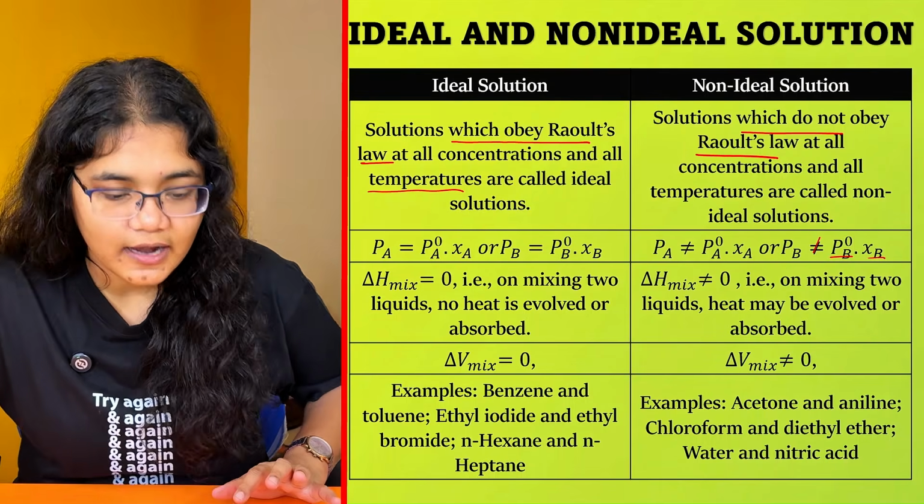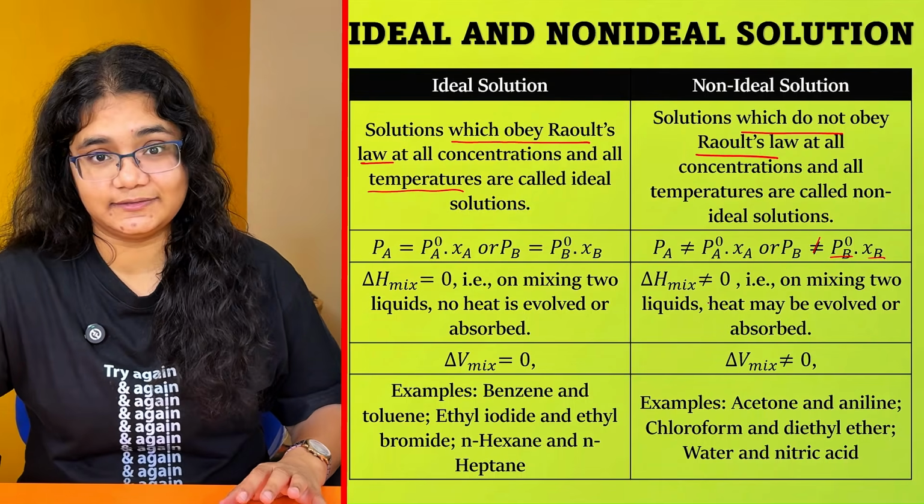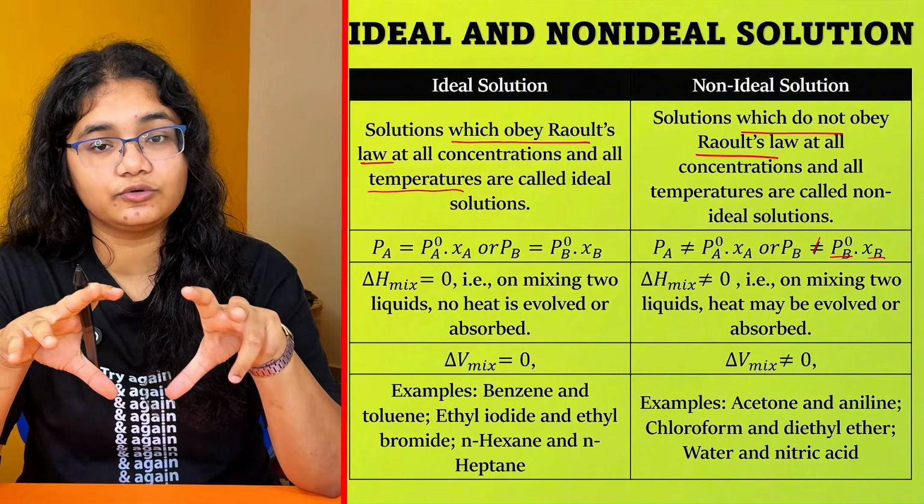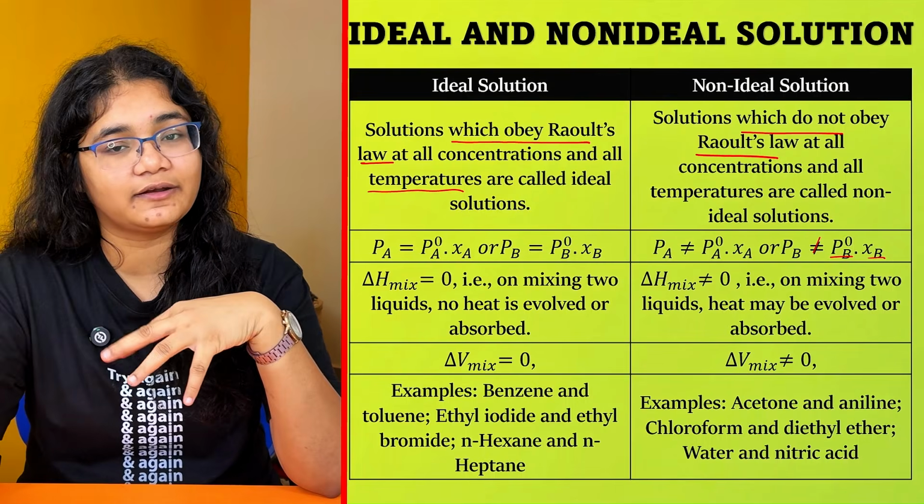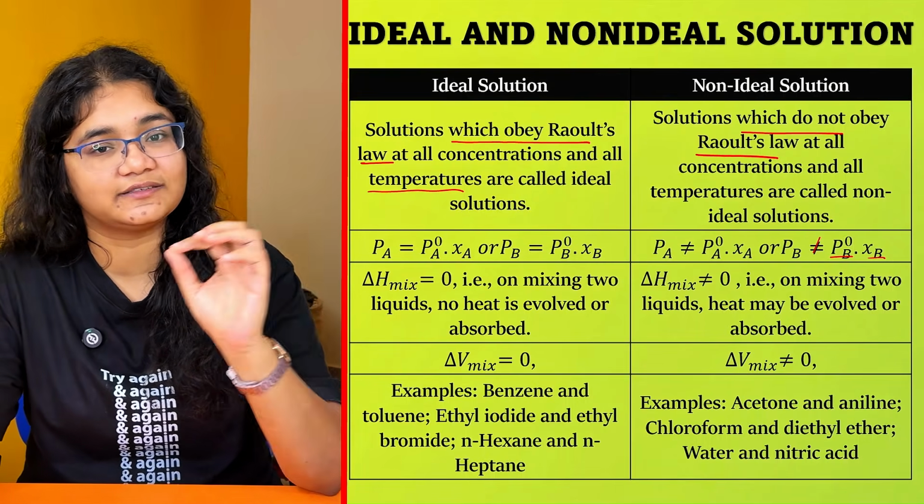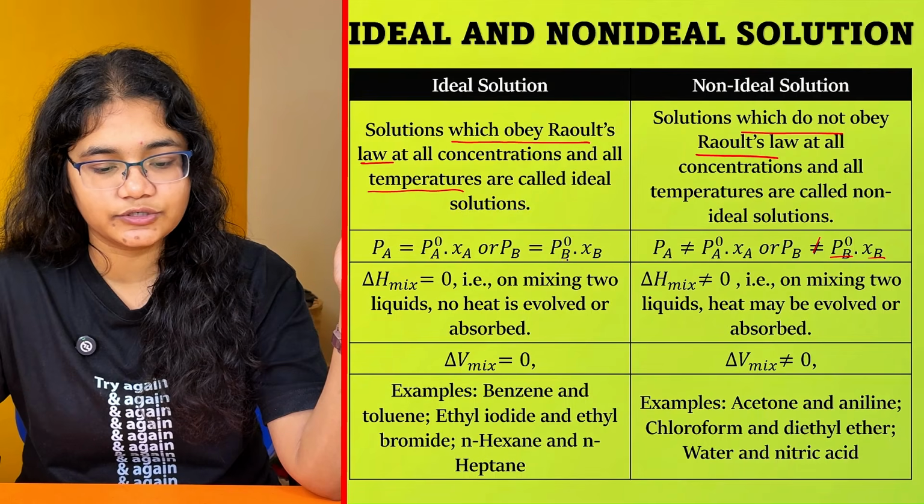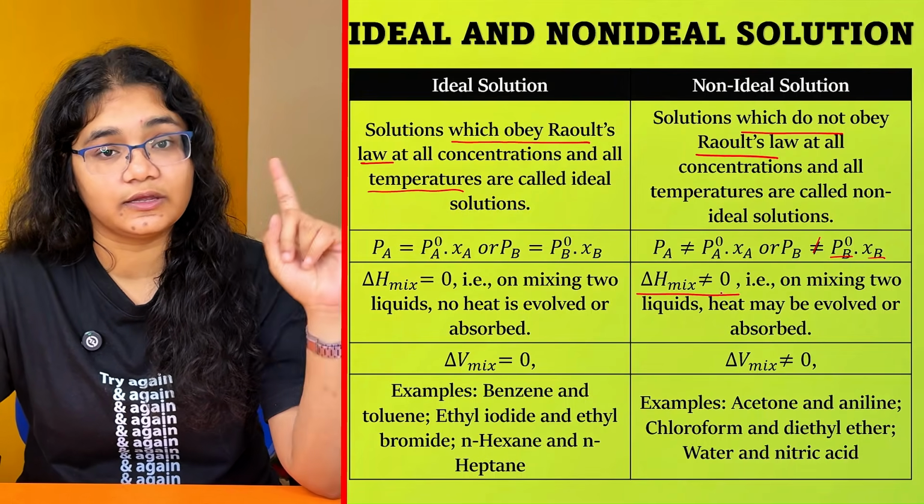Okay, this is clear. Now what is delta H mix? Delta H mix means when you're mixing two solutions A and B, there will be no enthalpy change, meaning no heat is generated and no heat is lost. So delta H mix is equal to 0. But for a non-ideal solution, the delta H mix is not equal to 0.